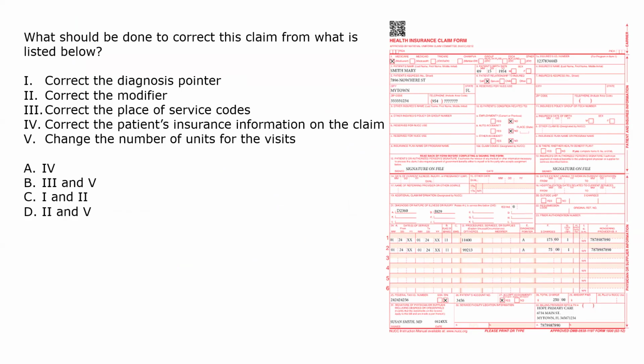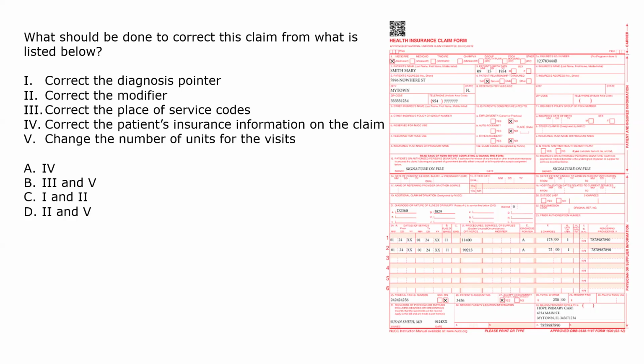One rule of thumb on these longer cases is to always look at the question first, before we even look at any of the other materials provided. This can save us time on test day by potentially eliminating materials unrelated to the question. The question in our first case is, what should be done to correct this claim from what is listed below?